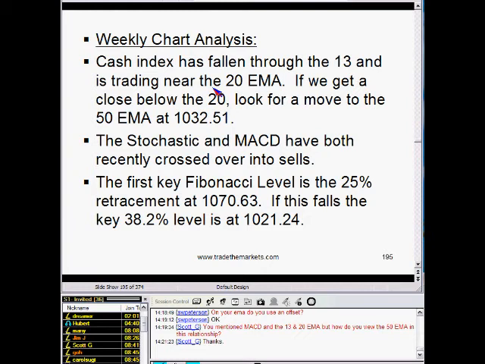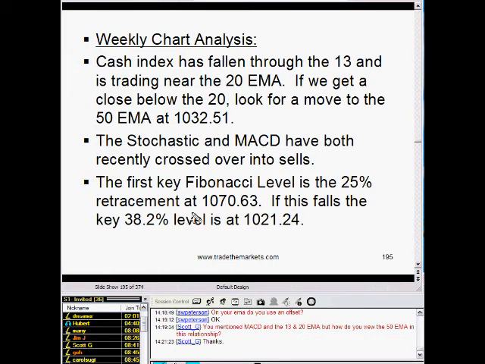So I'll note here that the cash index has fallen through the 13 exponential moving average. It's trading near the 20. And I'll note that if we get a close below the 20, I'm going to look for a move to the 50 EMA at 1032.51. The stochastics and the MACD have both recently crossed into sells. And then the first key Fibonacci level is the 25% retracement level at 1070.63.